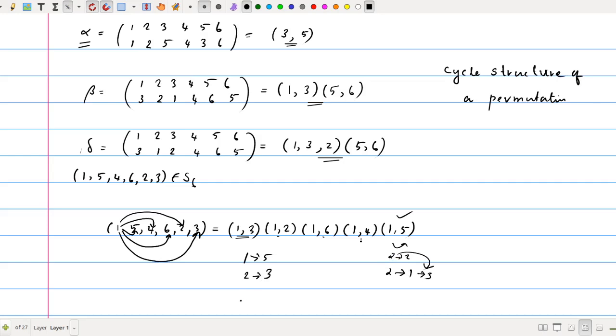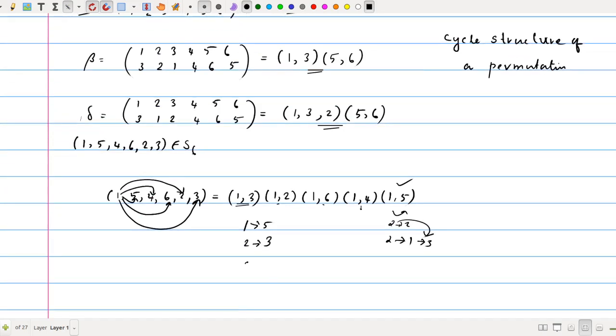Okay. Similarly, you can find out the image of 3. Okay, how will you get the image of 3? So first of all, you observe this one.